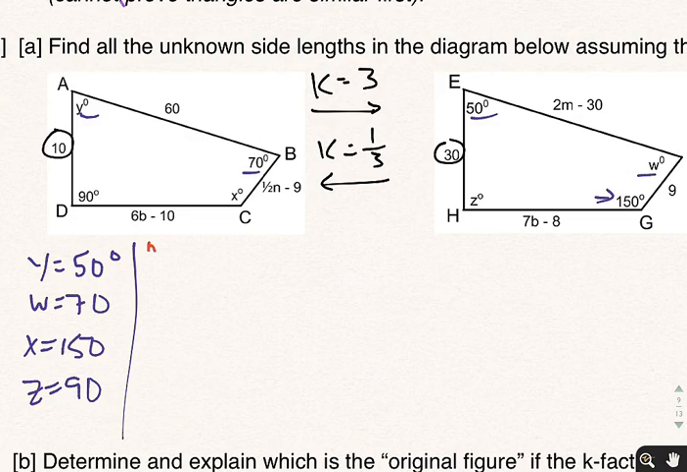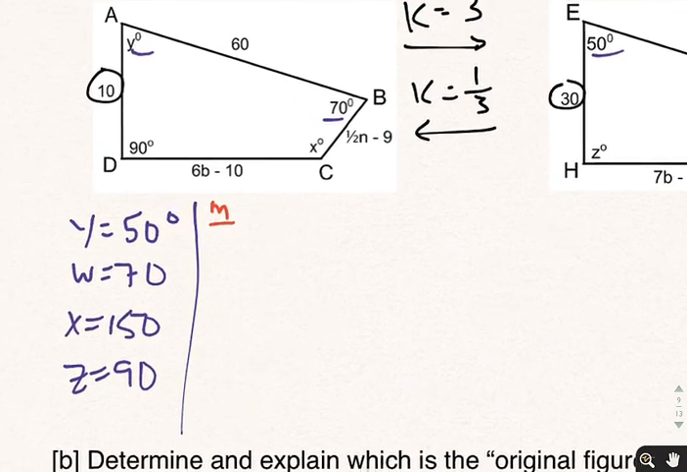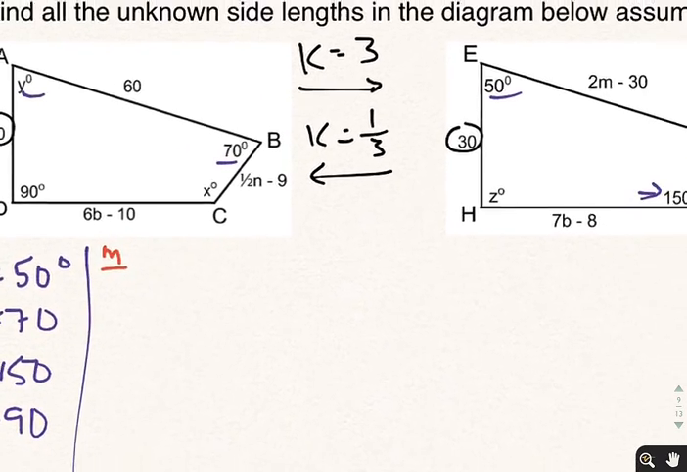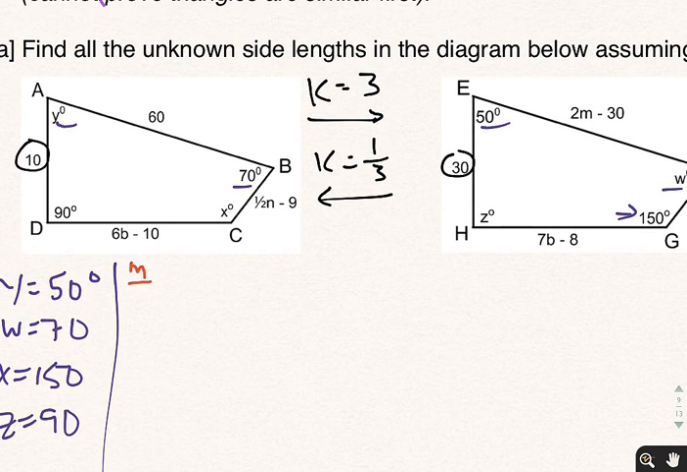Let's solve for m first. So I'm going to go ahead and mark my work because that's what good students do. They always have to mark what they're doing. And so now let's think about m. So I have 2m plus 30 and I have 60.